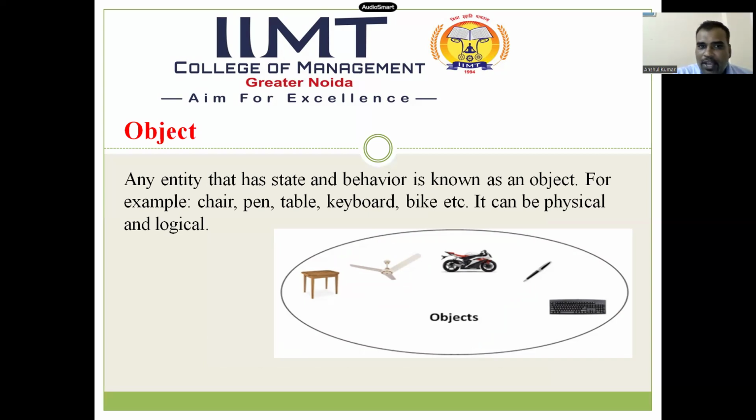The next slide explains objects in the world. Any entity that has state and behavior is known as an object. For example, car, chair, pen, table, keyboard, bike, etc. In the figures here, the table takes space, the pen takes space, the bike takes space, and the keyboard also takes space. So we can say that everything present in the world is known as an object.